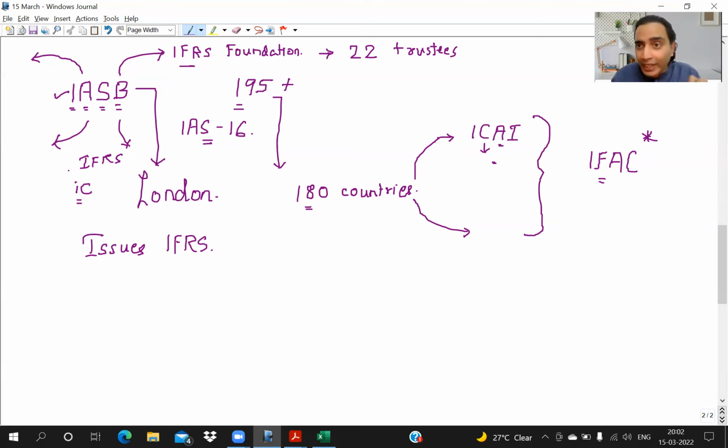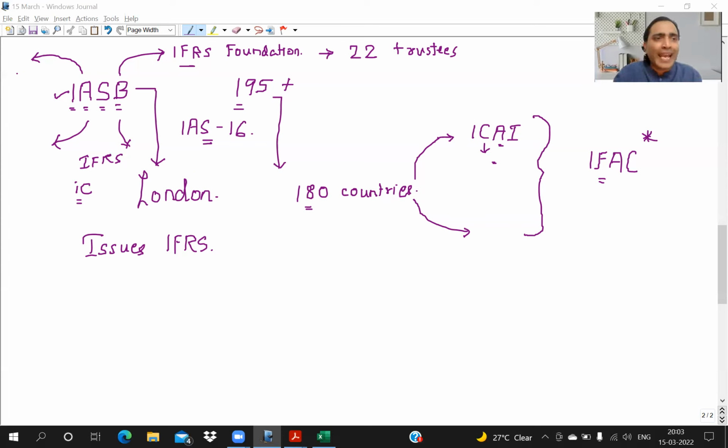Guys, are you able to recollect? Does anyone remember? There is something called the interpretation committee. So we have the IASB, we have the overlooking body, the IFRS Foundation, and we have the interpretation committee. This entire mechanism collectively ensures that the IFRS is followed and implemented across the world. The interpretation committee is doing its job of interpretation. Then there is something called the advisory council.